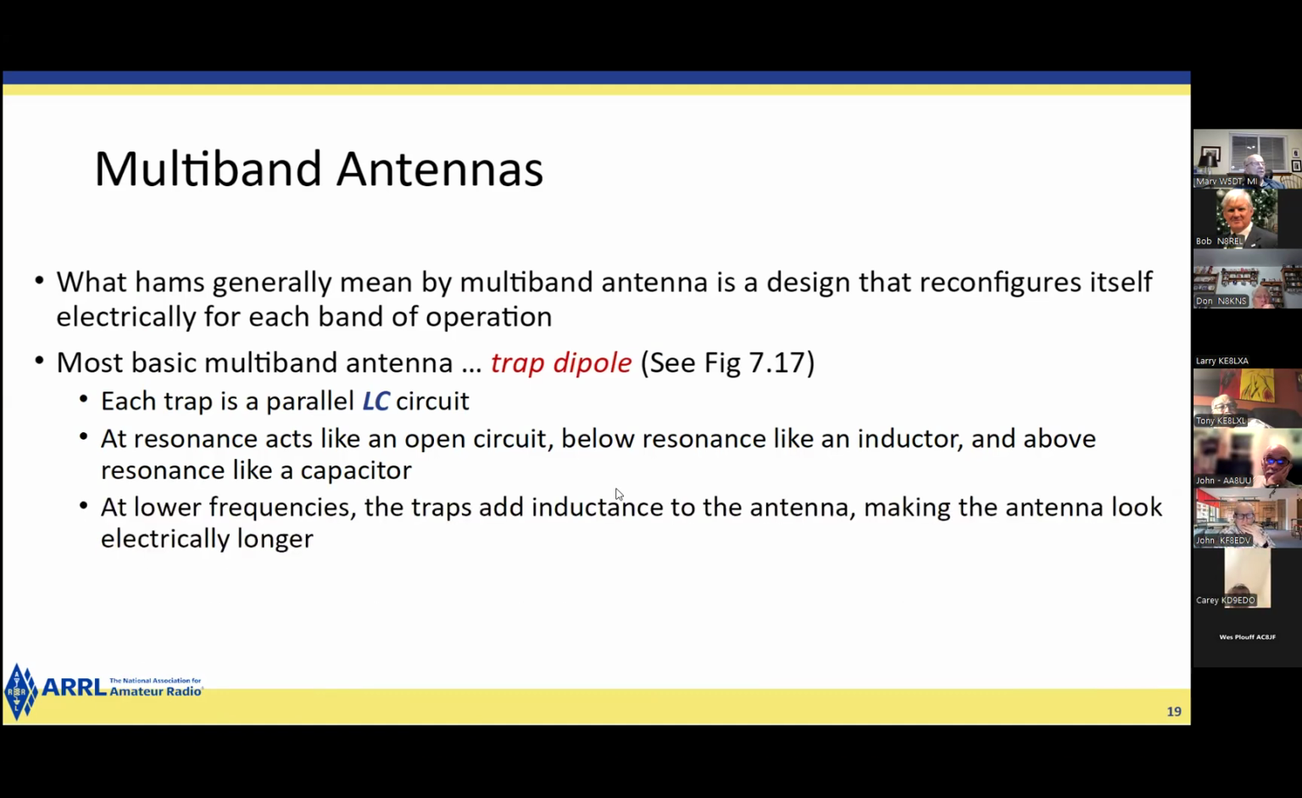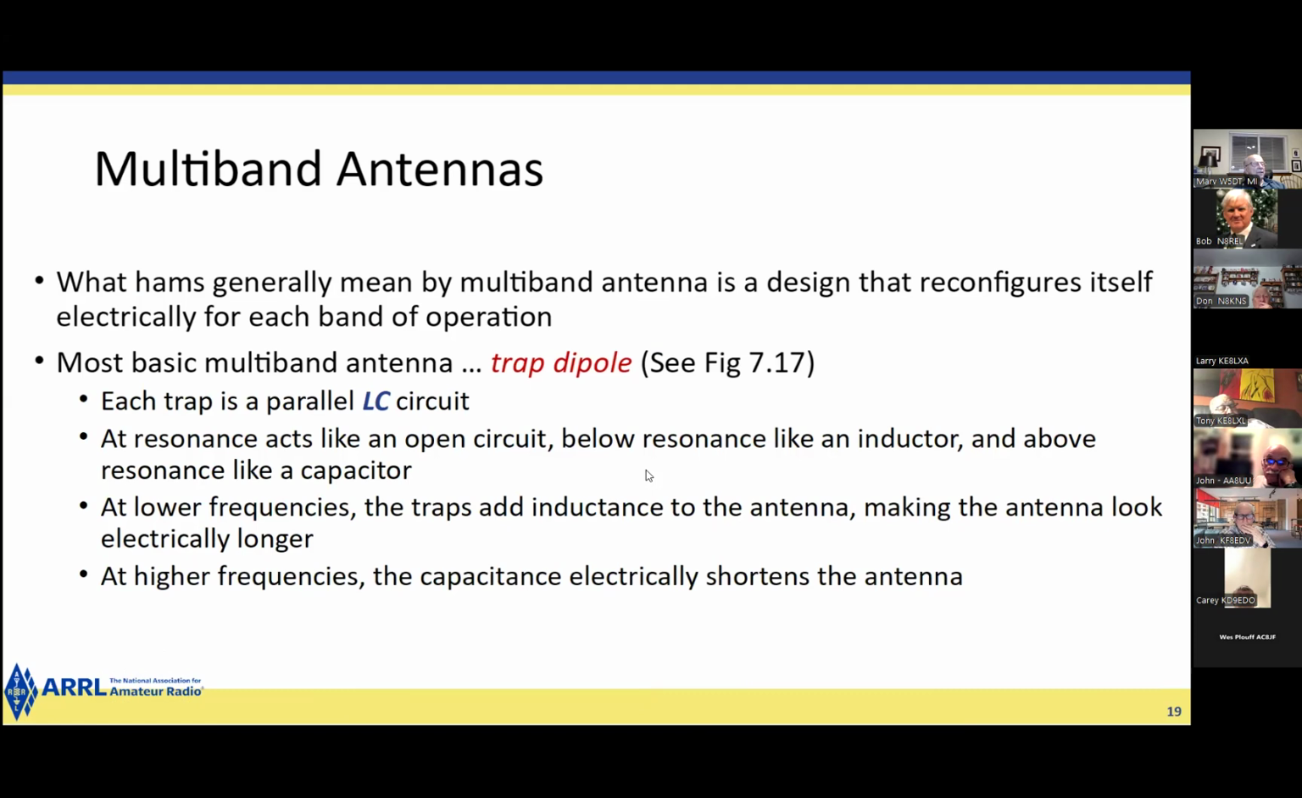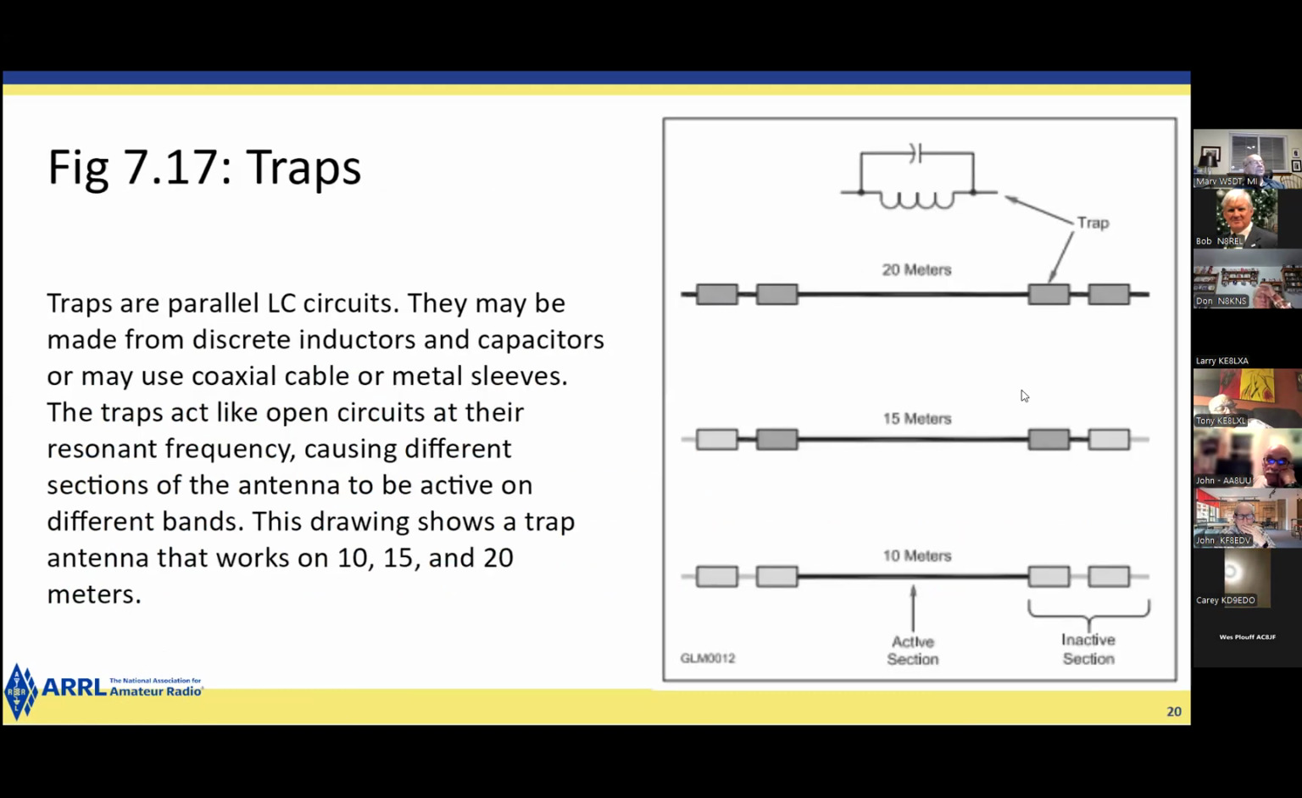At lower frequency, the trap adds inductance to the antenna, making the antenna look electrically longer. At high frequency, the capacitance electrically shortens the antenna. Here's an example of what they look like. Essentially, traps are parallel LC circuits. They can be made from discrete inductors and capacitors, or may use coaxial cable or metal sleeves.